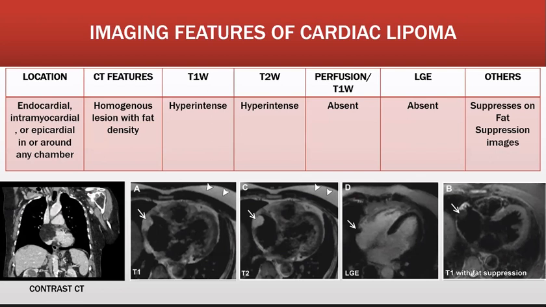The cardiac lipoma imaging features are listed below. For its location, it's endocardial, intramyocardial, or epicardial, in or around any chamber. The CT would demonstrate a homogeneous lesion with fat density. T1 and T2 weighted images are hyperintense. Perfusion is absent, while late gadolinium enhancement is also absent.